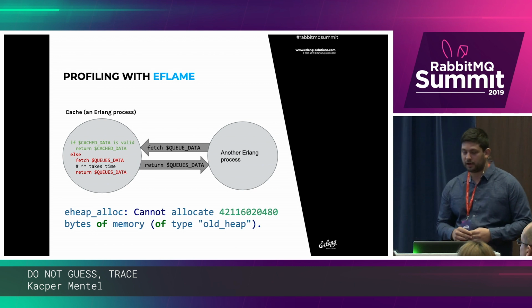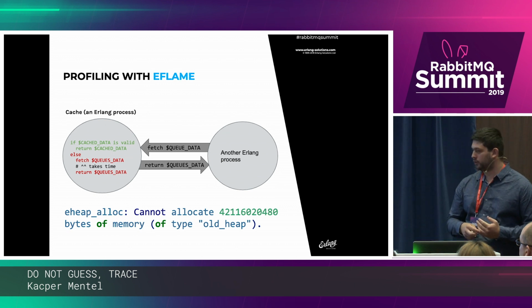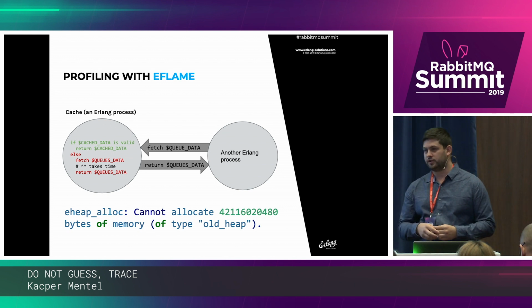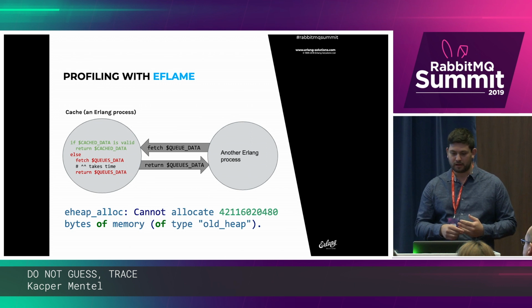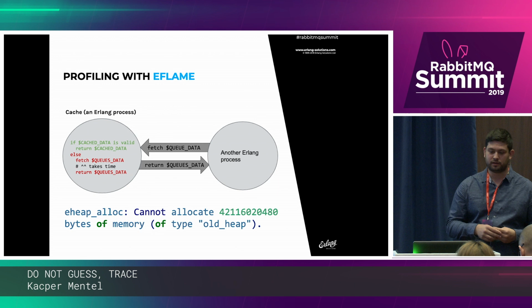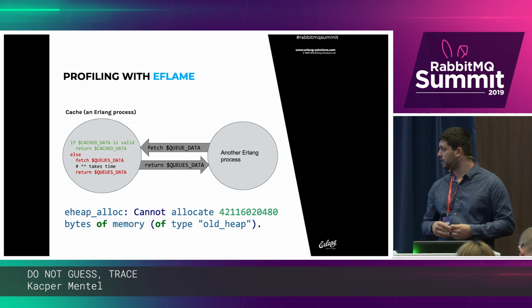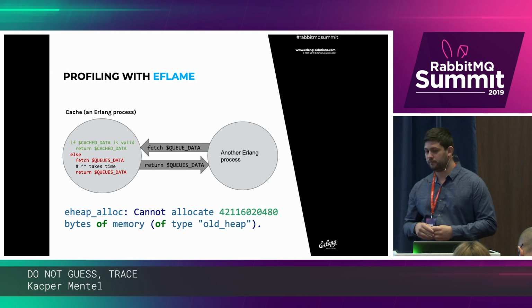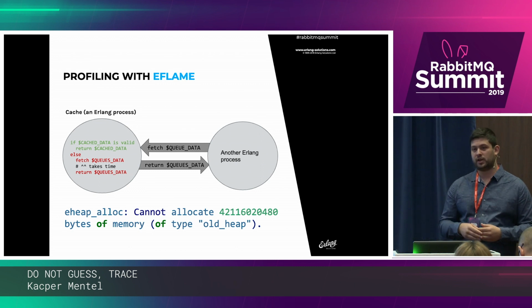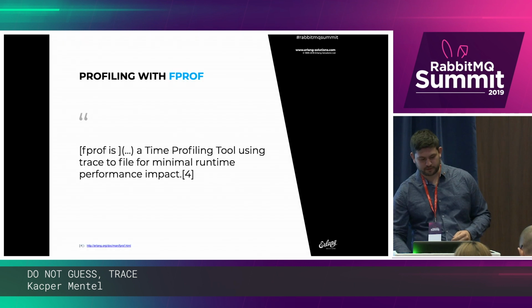The Erlang heap memory allocator tried to allocate 42 gigabytes of memory and crashed the server. As iflame takes advantage of Erlang tracing for generating flame graphs, it was simply overloaded with the number of trace events generated by the traced function. And that's where fprof comes into play.